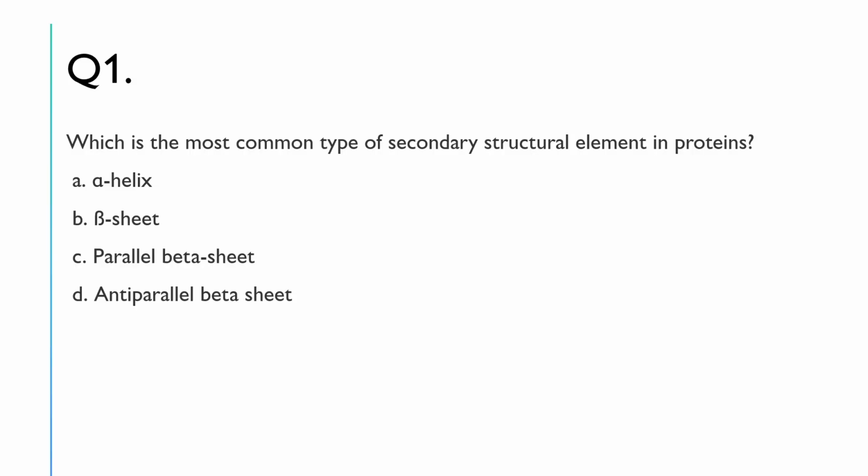So here is our first question. Which is the most common type of secondary structural element in proteins? Option 1, alpha helix; beta sheet; parallel beta sheet; or antiparallel beta sheet. Please try to answer this question in 2 minutes. Then we will discuss every part of this question in detail.